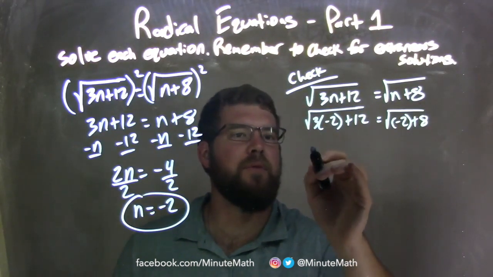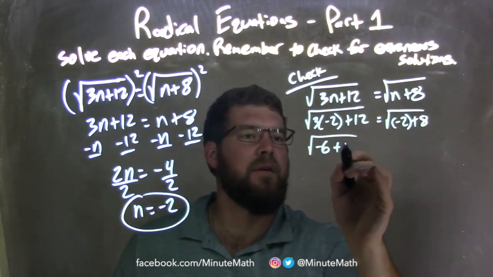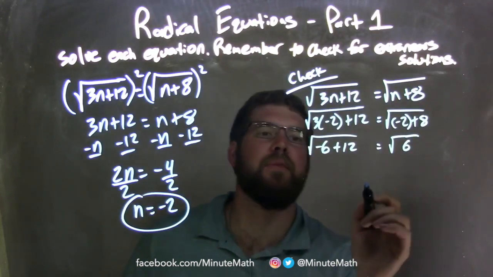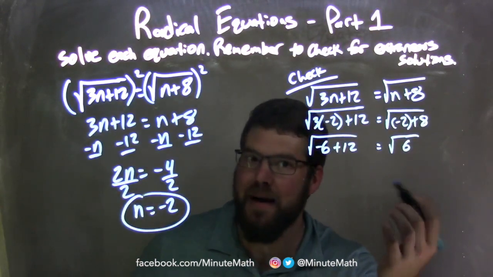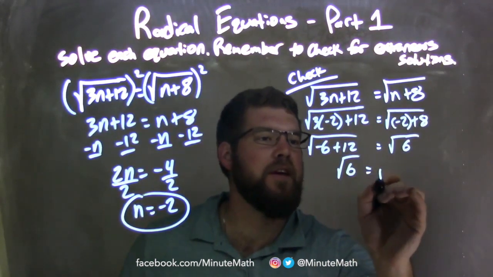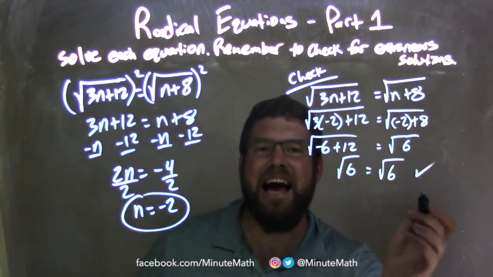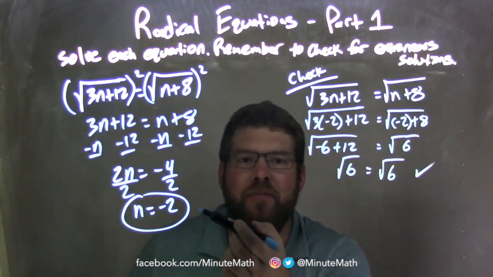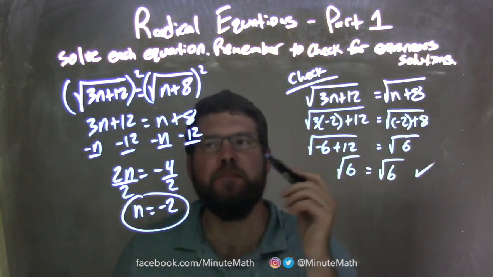Well, 3 times negative 2 is negative 6. And negative 2 plus 8 is a positive 6. Okay? Negative 6 plus 12 is a positive 6. So we're left with a positive 6 equals a positive 6. Fantastic. Left and right are equal, confirming that n equals negative 2 is my final answer, and we don't have an extraneous solution.